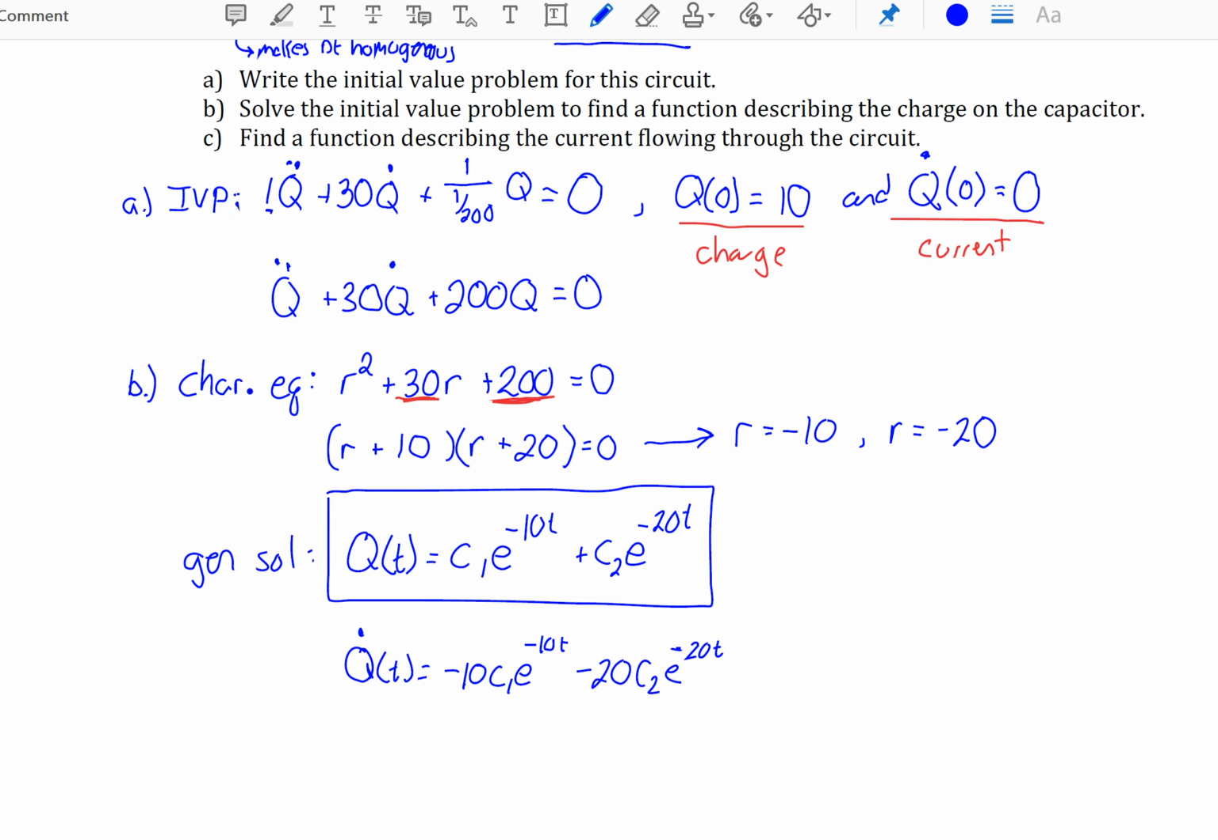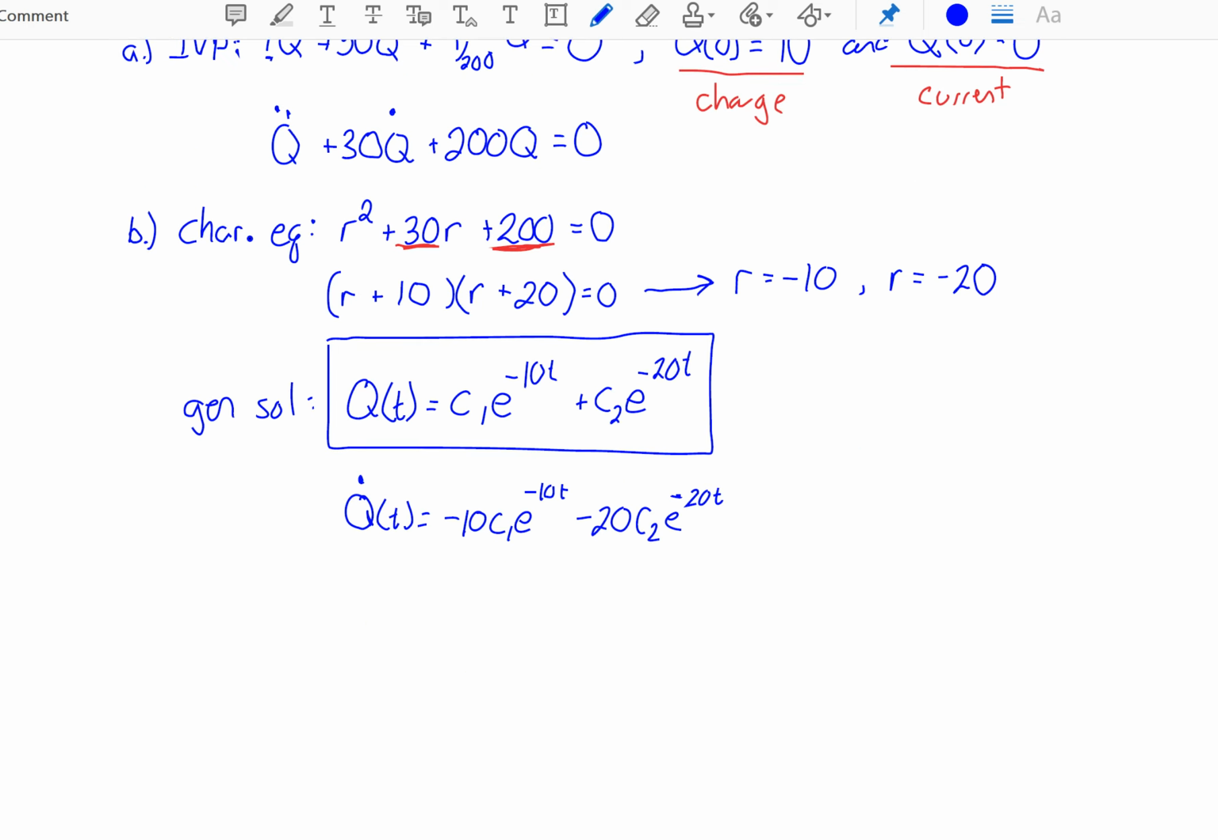We know what is happening at time 0 with this circuit. So now let's evaluate Q of 0 and Q dot of 0, which should give us C1 plus C2 and negative 10 C1 minus 20 C2. And from our initial conditions, we knew the initial charge was 10 coulombs, and the initial current flowing through the circuit was 0.